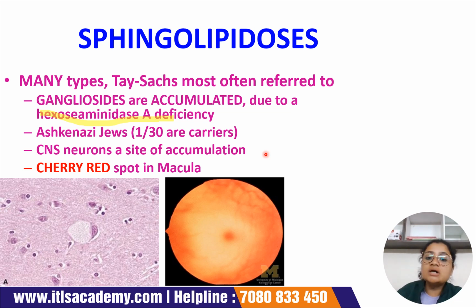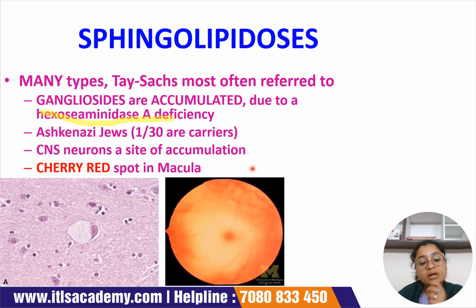Okay, so they are just harboring the disease. Maybe they have just a single defective copy of that particular gene. So they are not showcasing any particular symptom, but mostly these Ashkenazi Jews are the sufferers of this disease. And CNS neurons are also a site of accumulation.